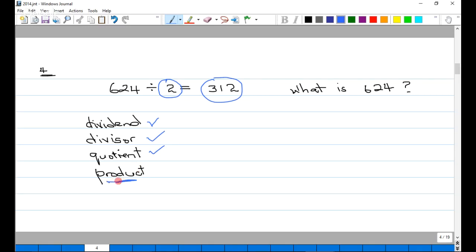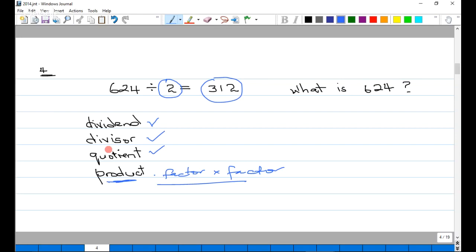Sir, the product would be the multiplication. The answer for multiplication. Good. So this product is a result of factor being multiplied by factor. So we're focusing on division here. The only time we're going to need multiplication is if we're going to be checking our division facts.